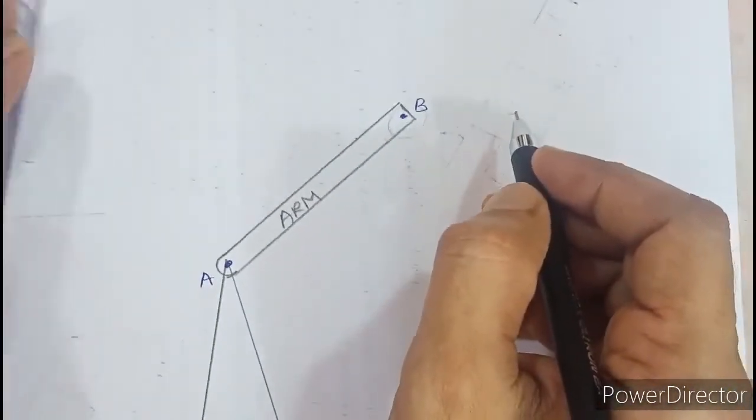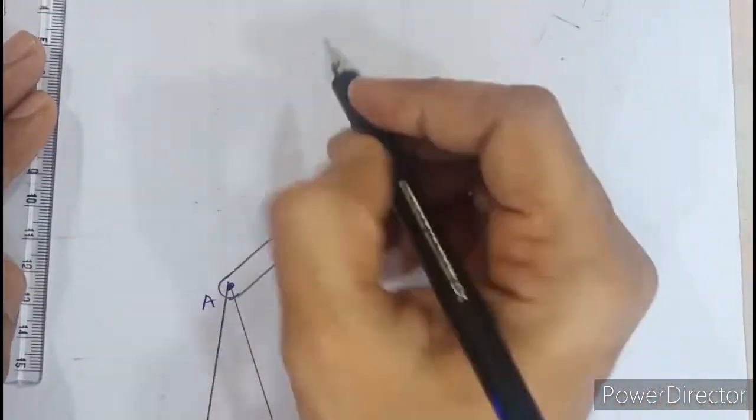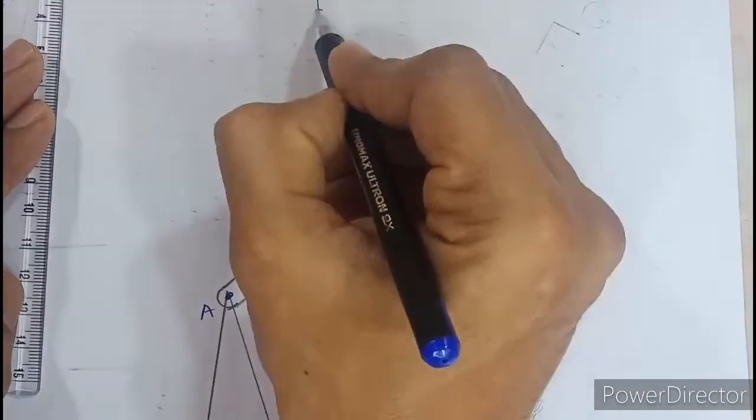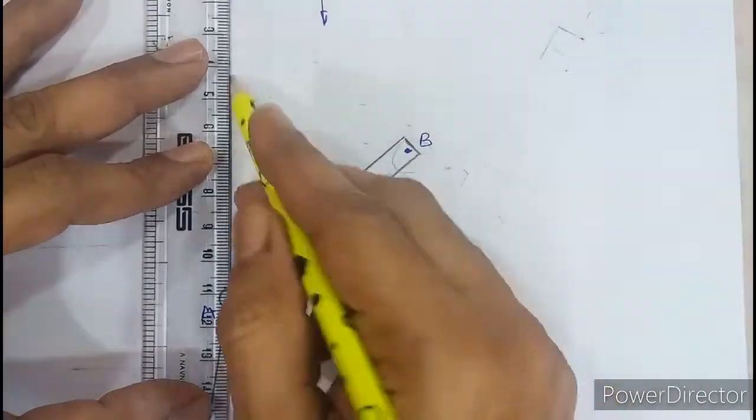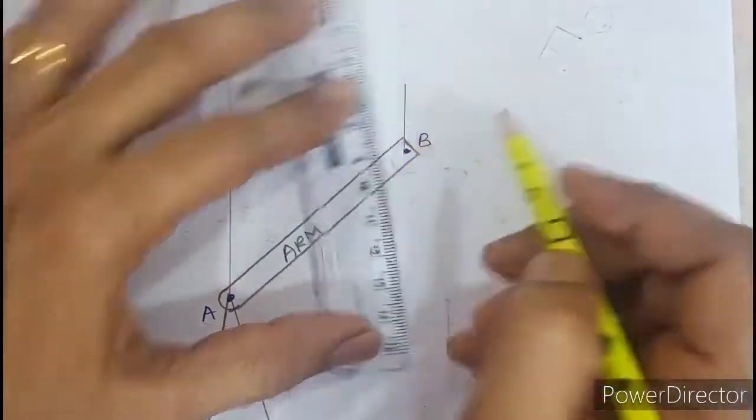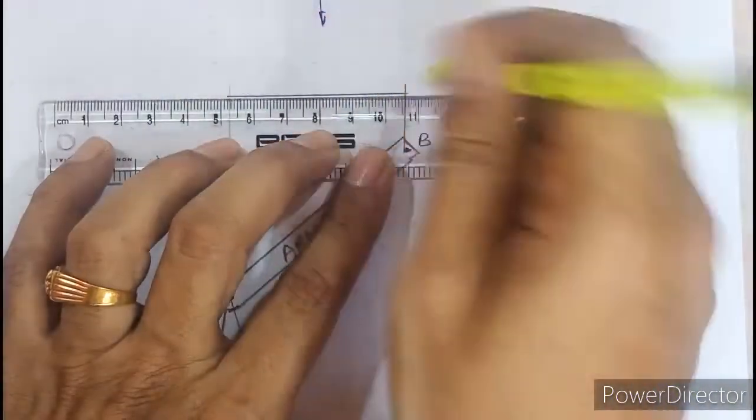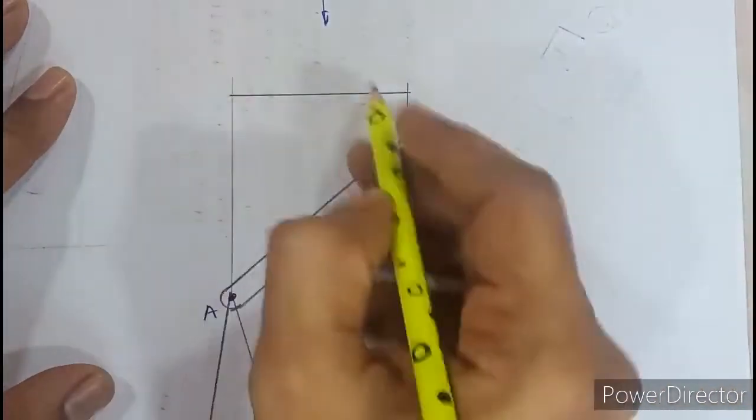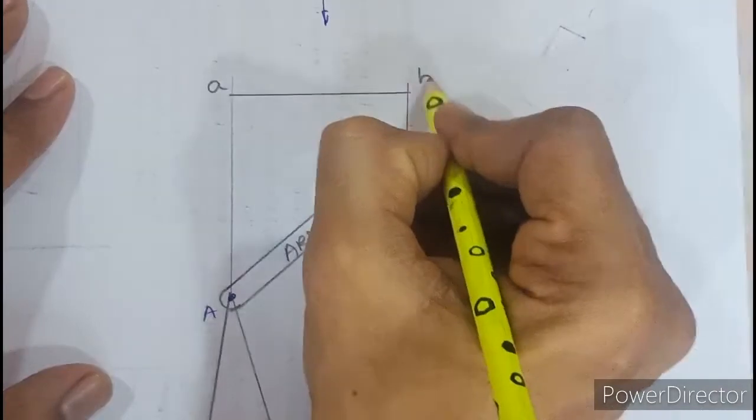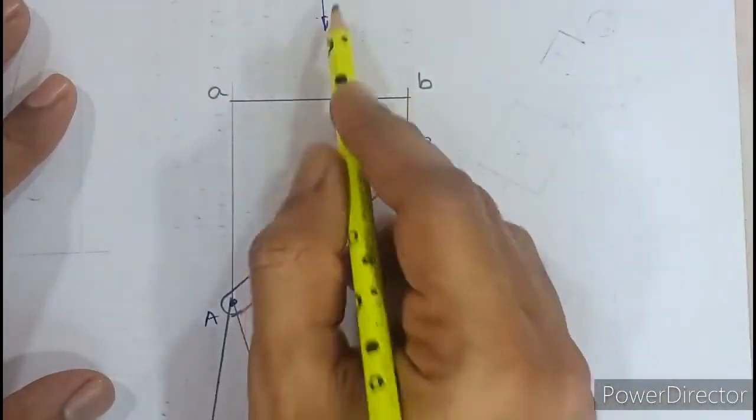Now let us try to visualize this arm from the top view. If you view from the top and project A and B, will the length of the arm that you can see from the top view be true or apparent? Obviously the length of this line is longer, this is smaller, so this is an apparent length. What if I want to see the true length from the top view?